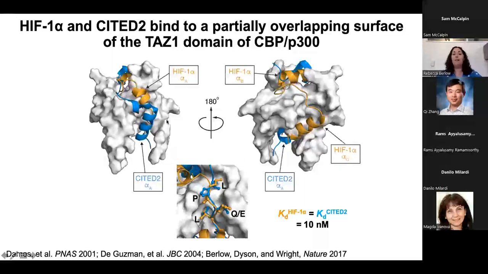But there are other regions, such as where these HIF1 alpha and CITED2 alpha A regions are partially overlapping and may need to compete. And then there's a key region, we call it the LPXL motif, and this is a conserved binding motif that is found in all HIF1 alpha and CITED2 species identified to date. And this motif binds in the same region, on the same surface, and in the same orientation.